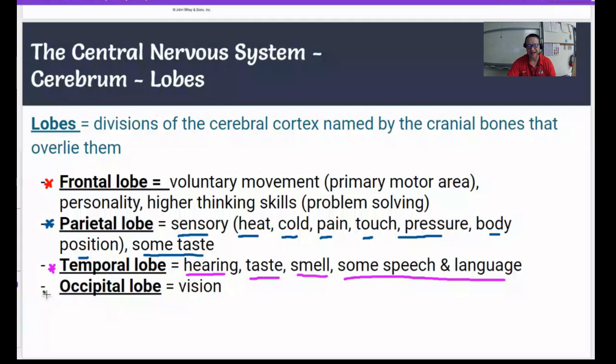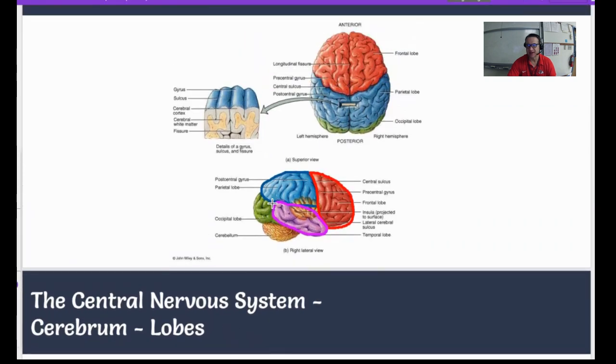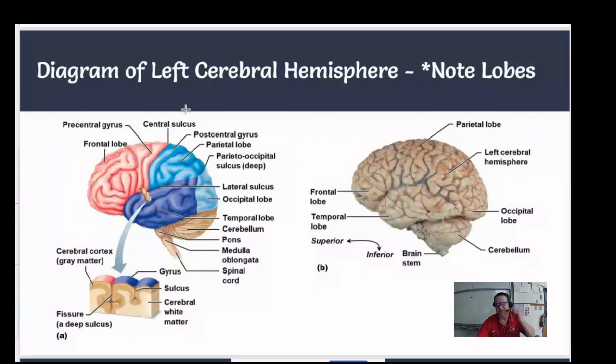And the last one is the occipital lobe. And the occipital lobe is for vision. All right, so the occipital lobe is in the very back. So visual stimulation is going to go in the eyes, then through the optic nerve, it's going to travel to the back of the cerebrum back here. And this is where visual stimuli, different shapes, colors, recognizing faces, that's all going to happen back here in the occipital lobe.